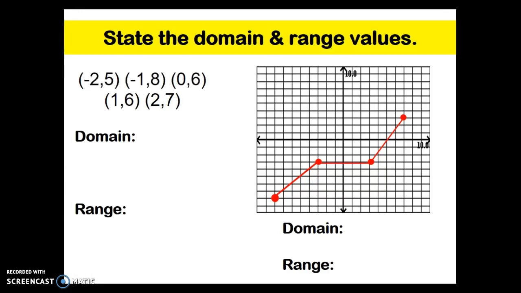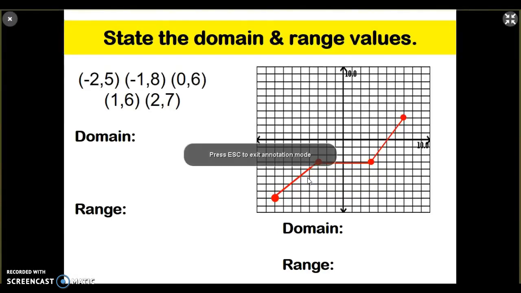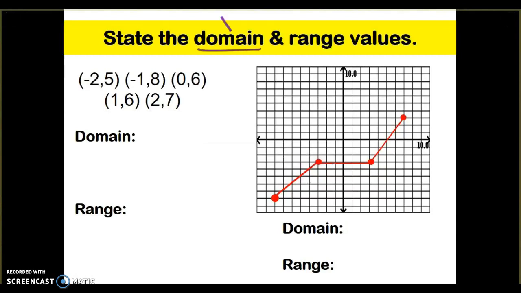All right, when we talk about domain, what's another word for domain? Domain talks about our x values or our input values. Our range talks about our y values or our output values. So again, all of those words are interchangeable. So when we're talking about something like this, these are two different examples.